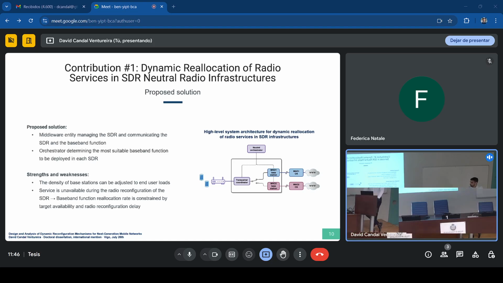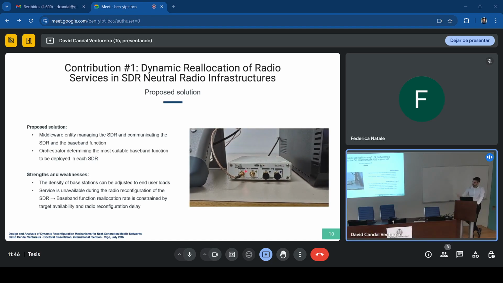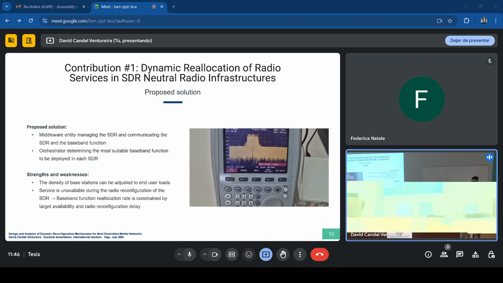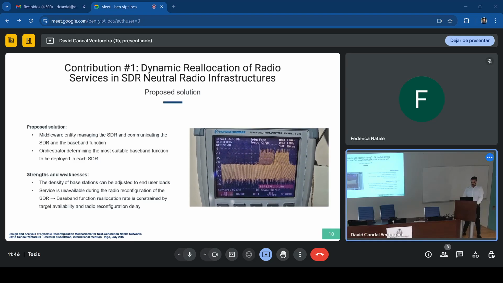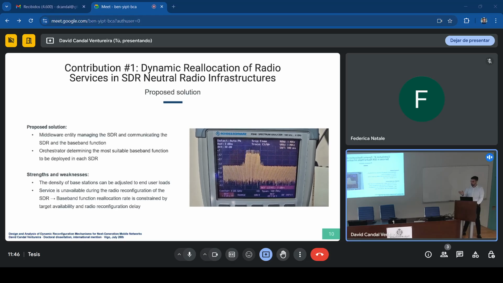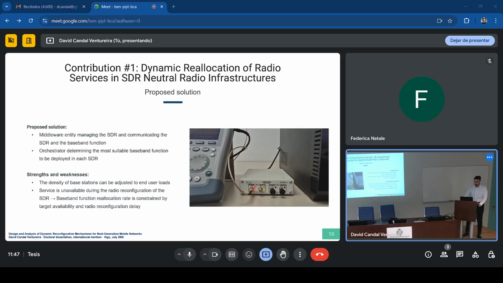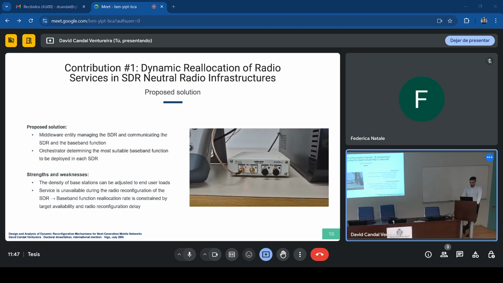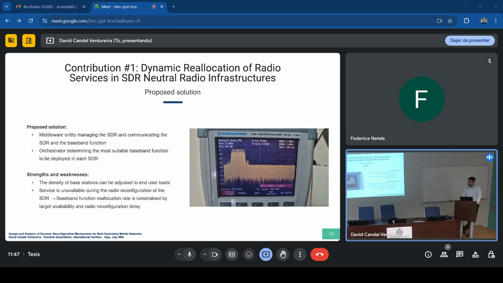We implemented this solution in a real testbed, as shown in this video, where on this personal computer we run both the transceiver coordinator and 4 LTE baseband functions, and we commanded the transceiver coordinator to switch from one baseband function to another every 1 second sequentially, configuring the central frequency in the SDR.